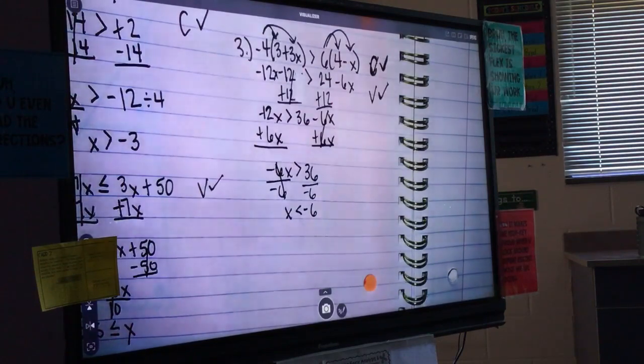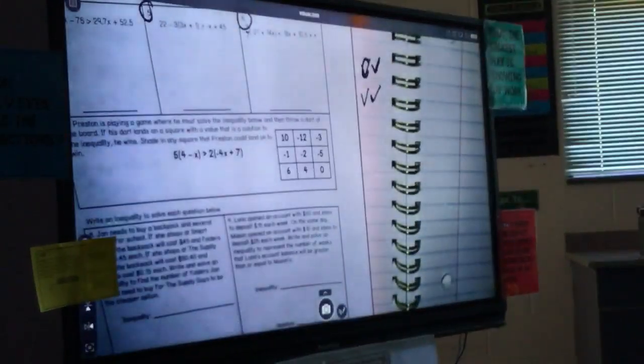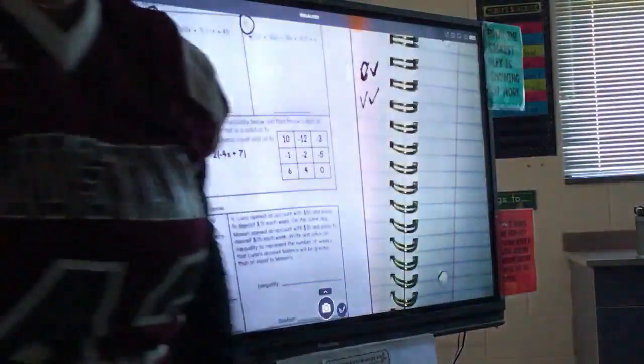You are going to do number 4, number 5, and number 6 in your notebook. Do not do it on this piece of paper. Do it in your notebook. You're working independently.